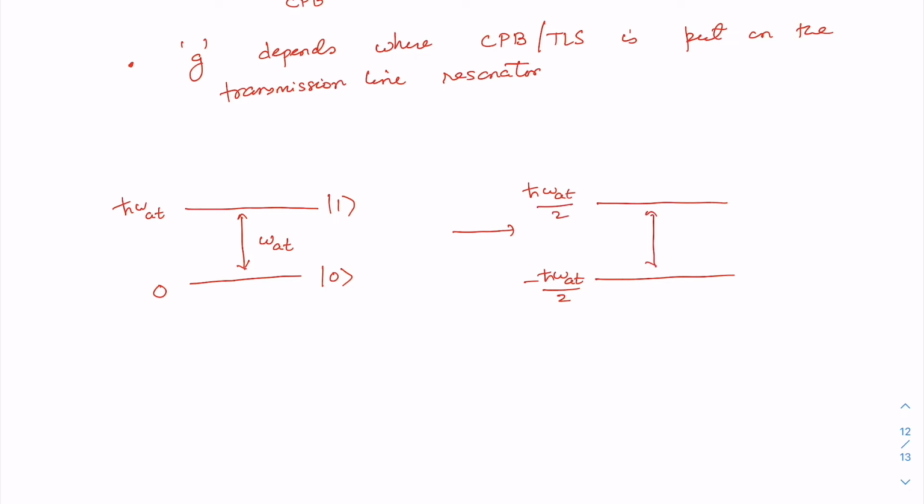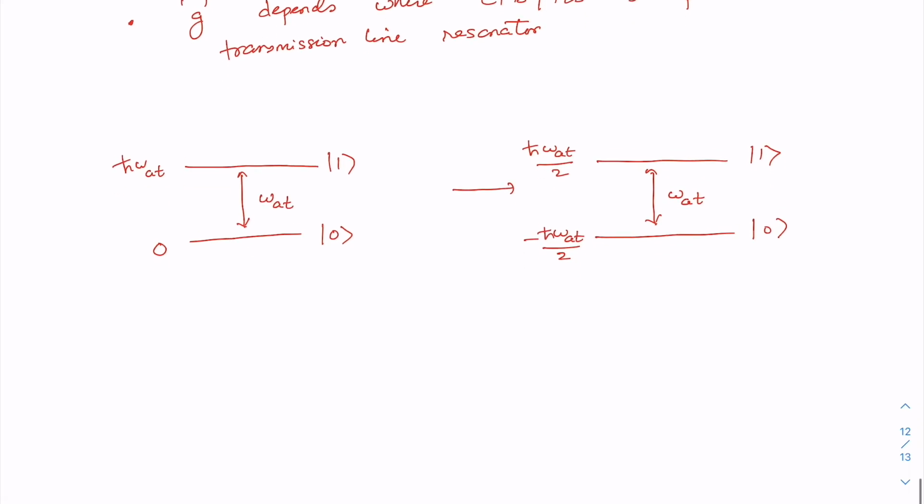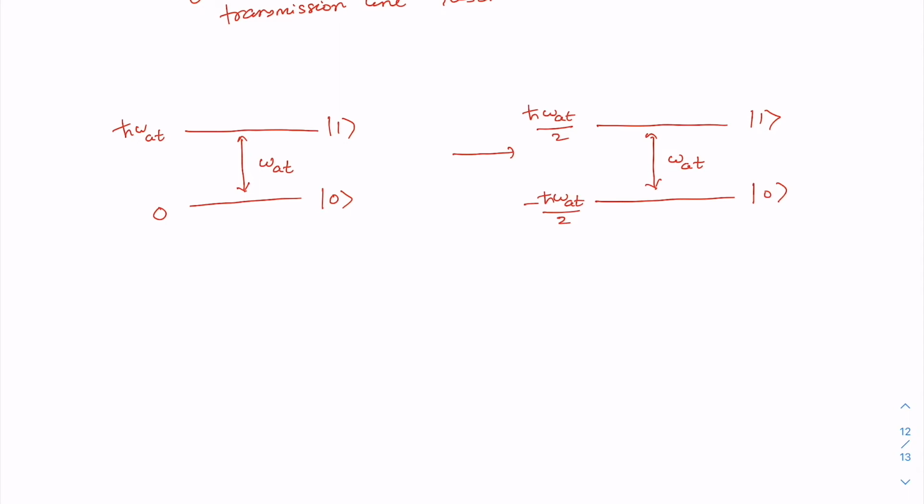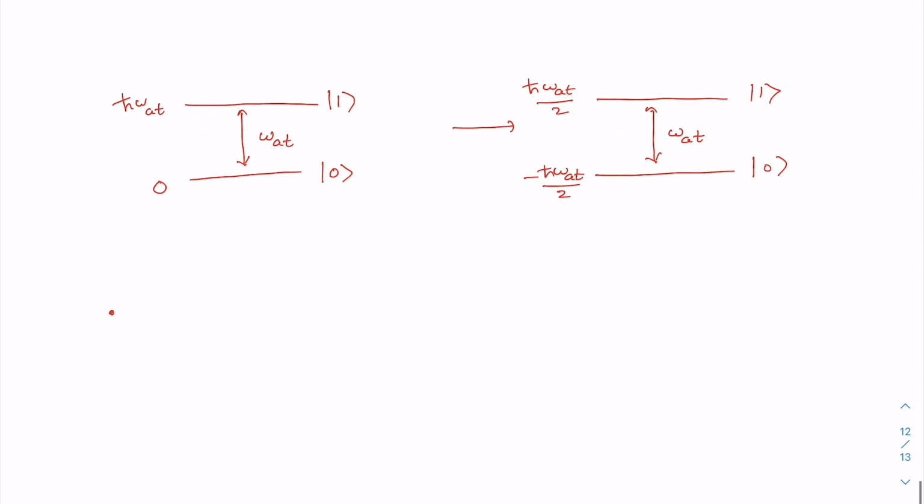and the transition frequency, of course, is still omega atom. So nothing is actually getting changed, I'm just shifting my energies, and that would turn out to be very convenient. Then I have to make a little bit of changes in the Jaynes Cummings Hamiltonian.